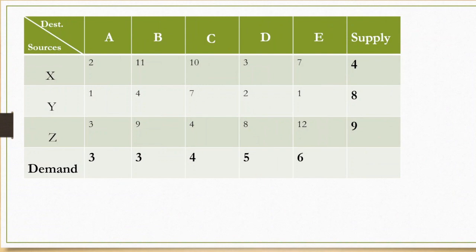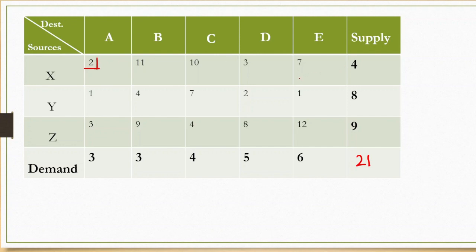So let us consider the second example here. In the second example, we have 3 sources X, Y, Z, and 5 destinations A, B, C, D, E, and we have the demand and the supply. The first thing that we have to check is whether it is a balanced transportation problem or not. So we'll add this: 4 plus 8 is 12, plus 9 is 21, this is 10, and plus 11, 21. So it's a balanced transportation problem. These are the costs that are given to us. It could be given in this way also, or like this.